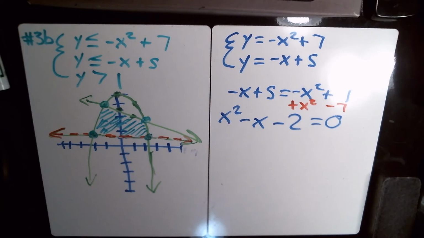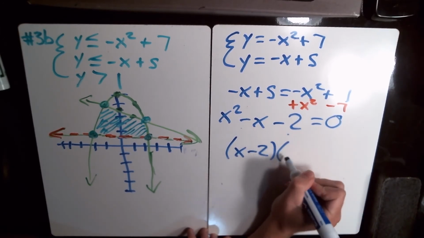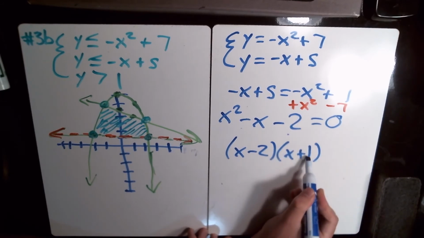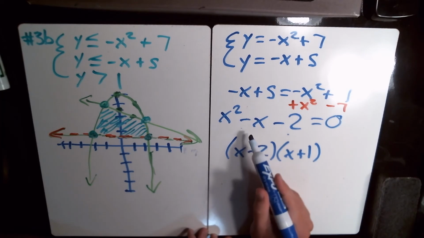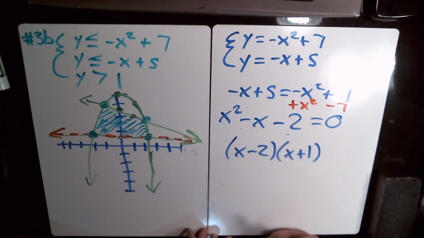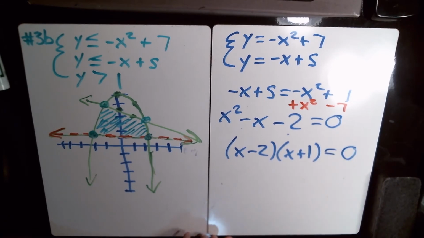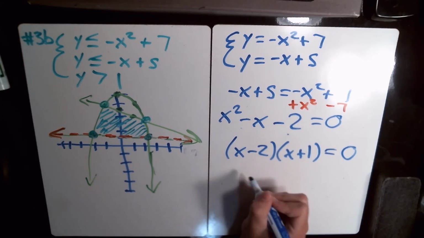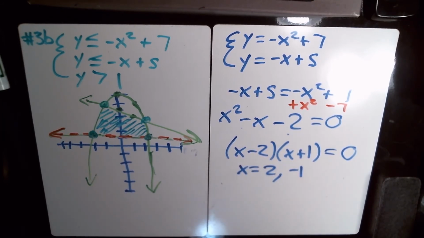Okay? So now we just want to solve this for x, so we're going to factor it. We want things that multiply to negative 2 and add to negative 1. So it should be x minus 2 and x plus 1, right? When we do those, we're going to get negative 2x and plus an x, which would give us the negative x, and then negative 2 times 1 is negative 2. So we've got the factored form. So then the two solutions are x equals 2 and negative 1. Okay?